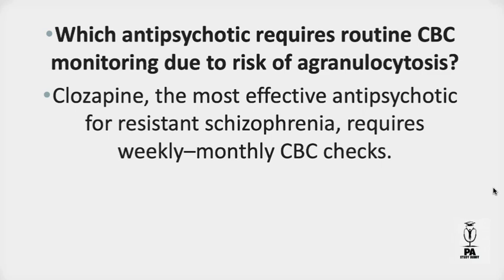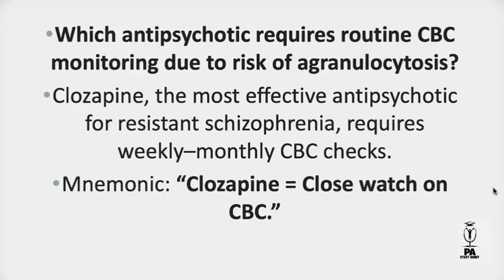Or they can get really creative and say, you are treating a resistant schizophrenia with clozapine. Which of the following tests should be ordered for this patient? They're going to list 4 different options, and the answer is weekly or monthly CBC checks. Clozapine, close watch on CBC. Think clozapine for CBC.